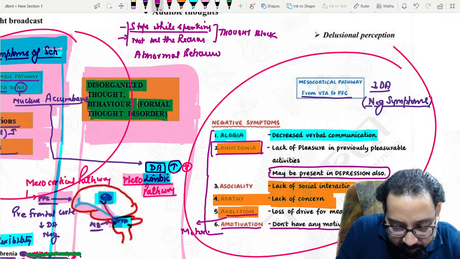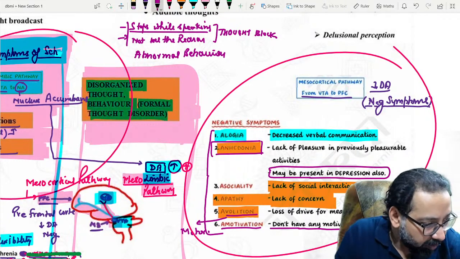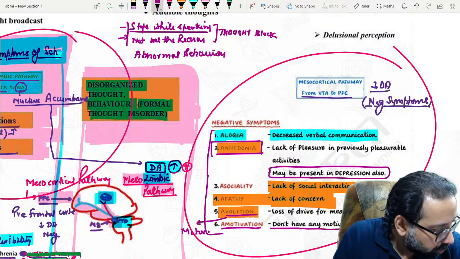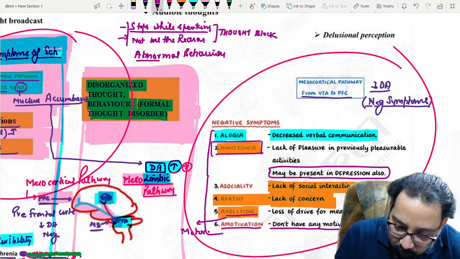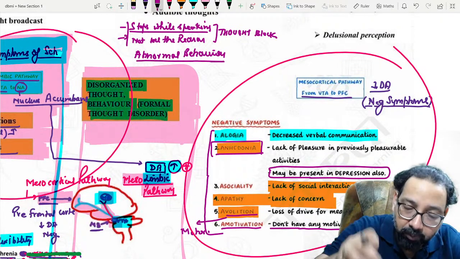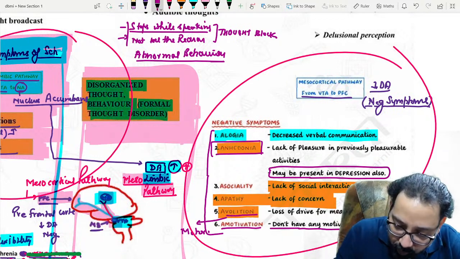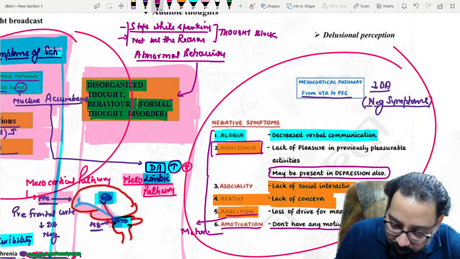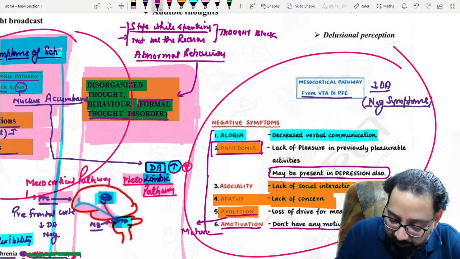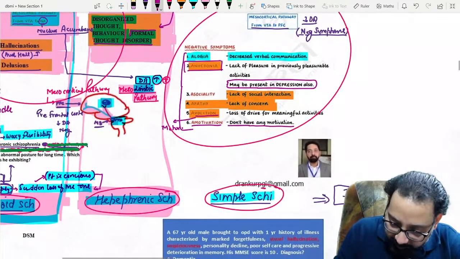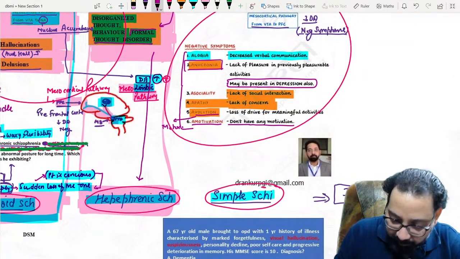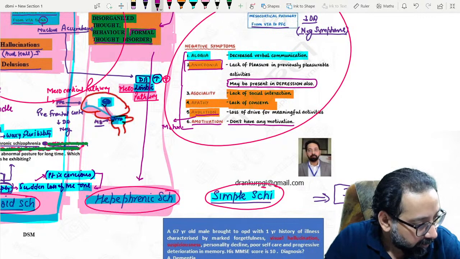Behavior means picking things. Yes, good, Sunny. Thought block. And yes, abnormal behavior means picking things from the street. So abnormal behavior, formal thought disorder. Yes, the diagnosis would be hebephrenic schizophrenia. Okay.